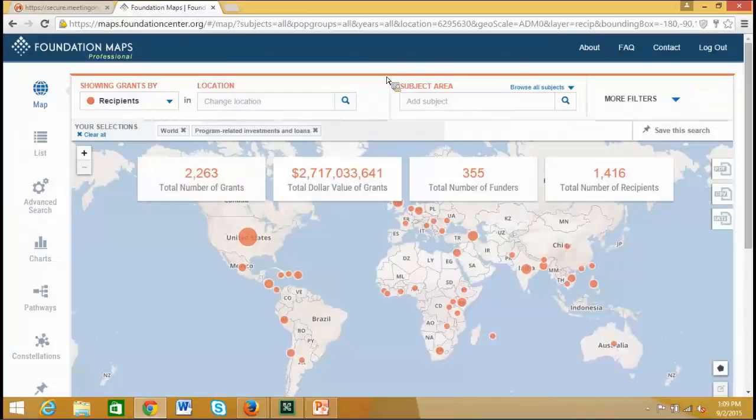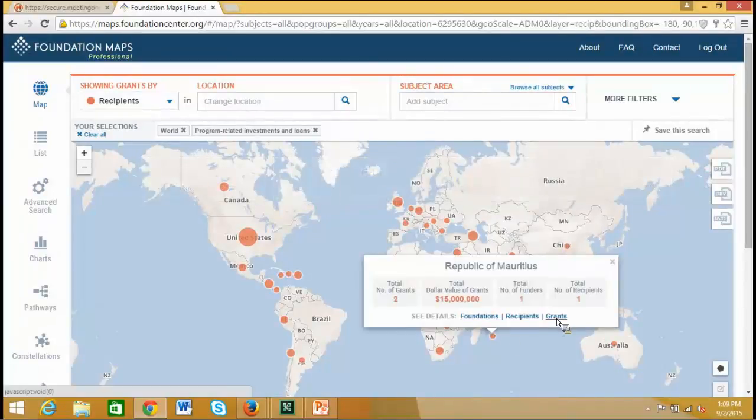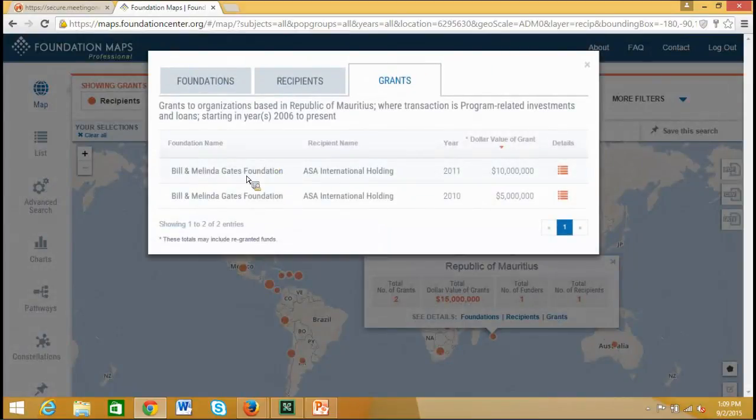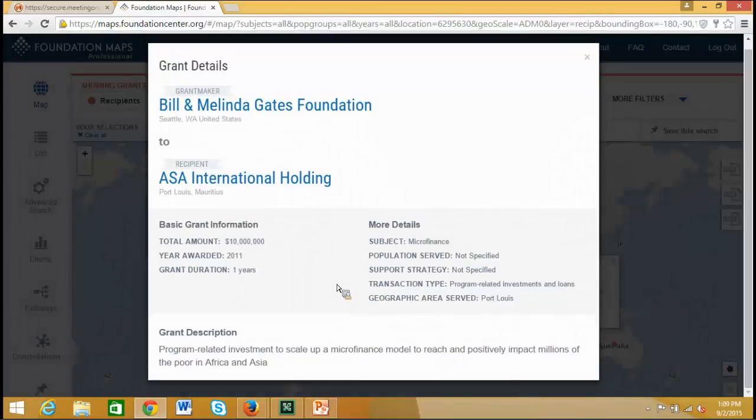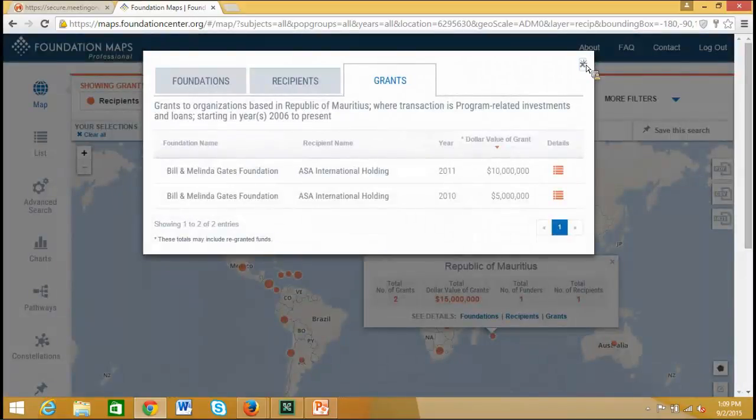This is one that I saw the other day. I was like, what is this bubble down here? Click on it. This is from the Gates Foundation to ASA International Holding, $10 million and $5 million, and this is microfinance. This was a program-related investment to scale up a microfinance model to reach and positively impact millions of the poor in Africa and Asia. This PRI is an example, and we've got several thousand of them.